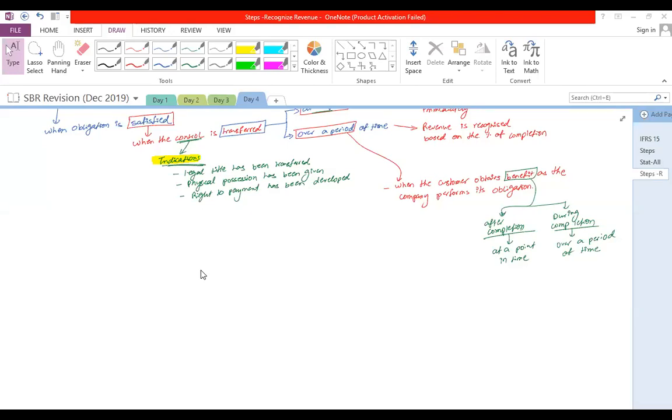Kashifa, IFRS 2 was examined during the last attempt, so that is why it's comparatively less important. But the IAS 12 is still important.